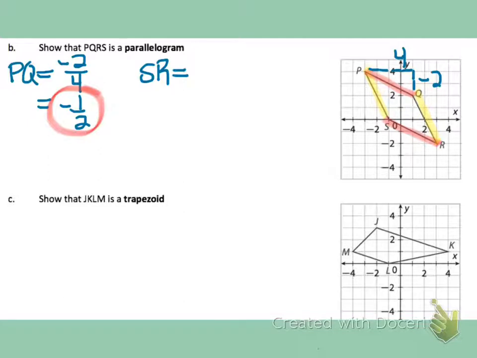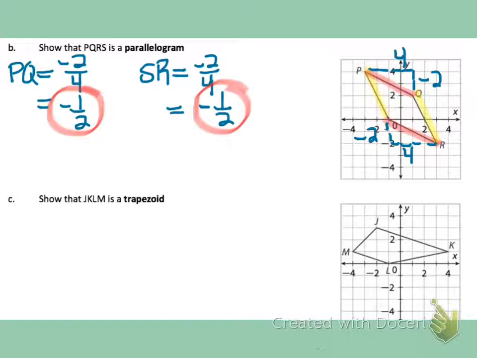And then SR, I'm going to have to rise -2 and run 1, 2, 3, 4. So that's -2 over 4. That makes my slope -1/2. So just exactly the same as the other one. So we've got a pair of parallel sides there. Let's see, we've got this pair, so we at least have a trapezoid there.